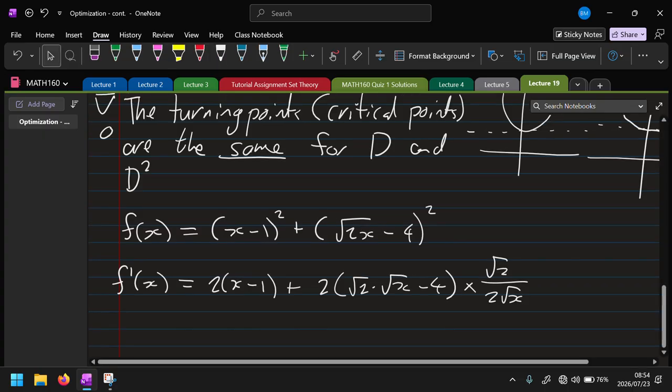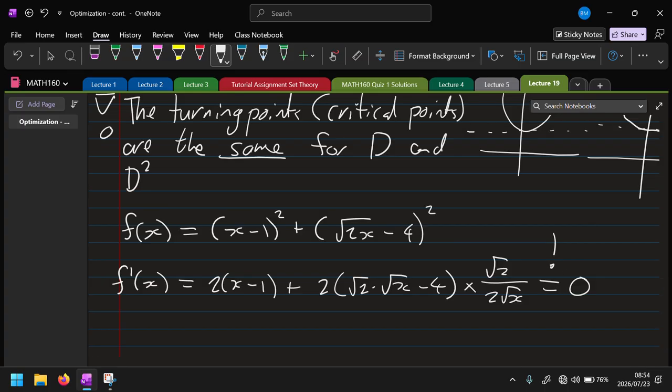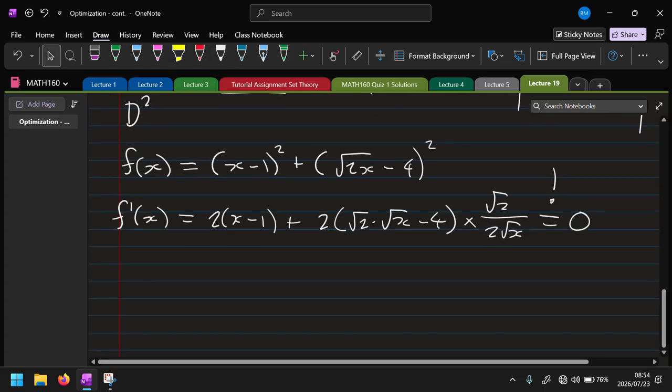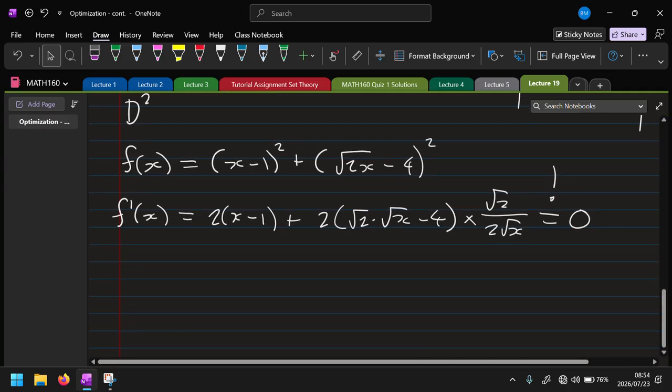Okay, and we want this to be equal to 0. Okay, solving this equation will then give us our critical points. Or in this case, the turning points, because it's differentiable. Okay, any questions so far? All good. Okay, so let's carry on.